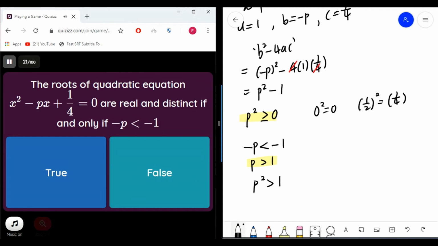So maybe I use a blue color, when we take p squared minus 1, since p squared is bigger than 1, when we use a big number minus a small number, we'll get a positive number, meaning greater than 0. What is this p squared minus 1? You see, p squared minus 1 is actually b squared minus 4ac. So b squared minus 4ac is greater than 0. What does it mean? This means the equation has two real and distinct roots. Therefore, the statement is true.